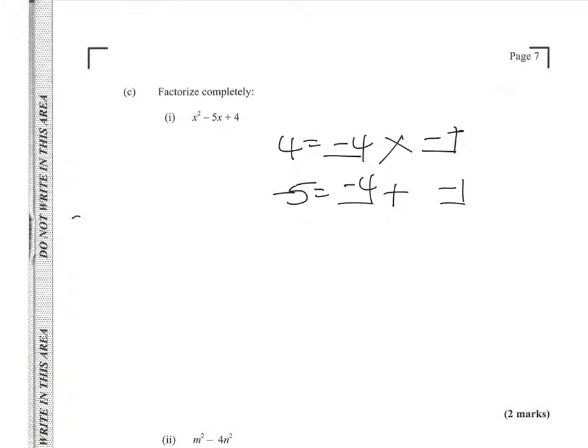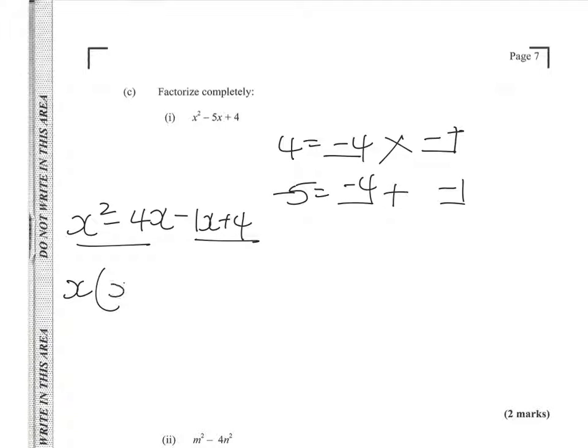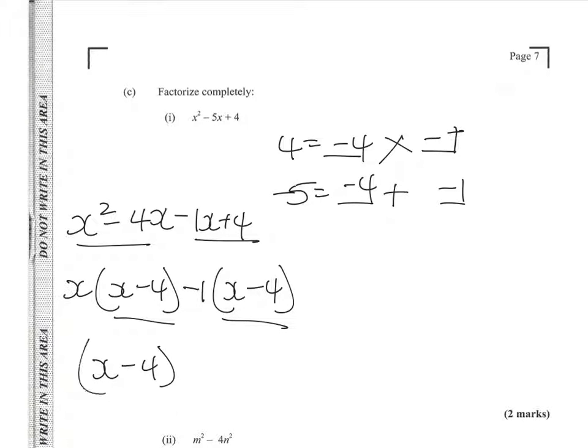So we put it together, we get x squared minus 4x minus 1x plus 4, and then we factorize by grouping. So we pull out the x and we get x minus 4, and we pull out minus 1, we'll get x minus 4, and then we'll realize that x minus 4 is common to both. So we get x minus 4 by x minus 1, and that will be sufficient to get us the 2 marks.